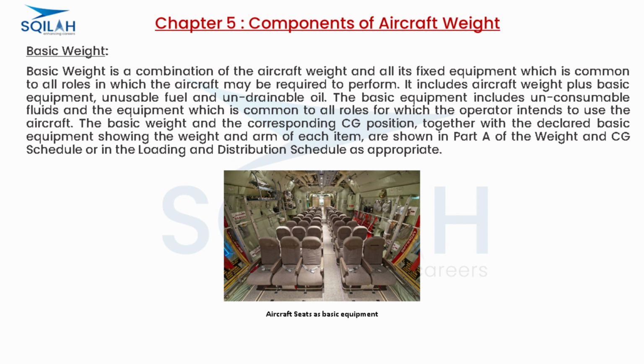The basic equipment includes unconsumable fluids and the equipment which is common to all roles for which the operator intends to use the aircraft. The basic weight and the corresponding CG position, together with the declared basic equipment showing the weight and arm of each item, are shown in Part A of the weight and CG schedule or in the loading and distribution schedule as appropriate.